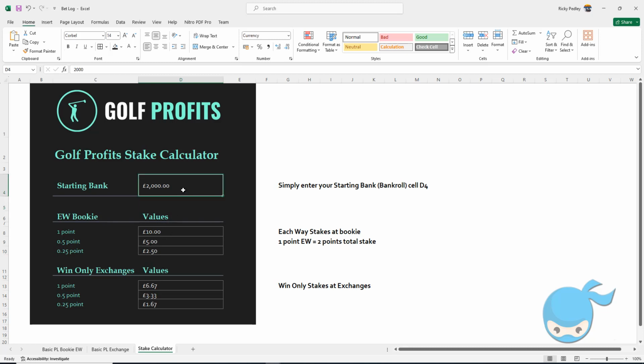So we'll use £2,000 for example, and then all the calculations are done for you. So on a £2,000 bank, for each way bets at the bookmaker, 1 point is £10 each way, half a point is £5 each way, and a quarter point is £2.50 each way. And then again for the exchanges, what the point values, half a point and a quarter point values are.